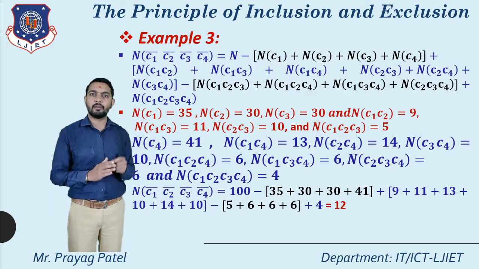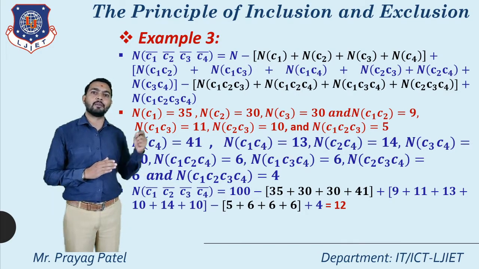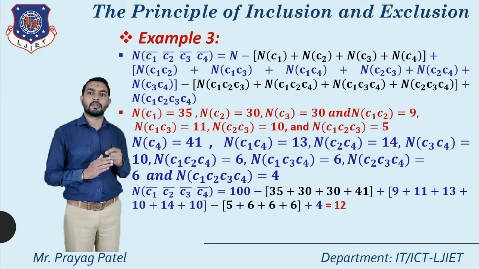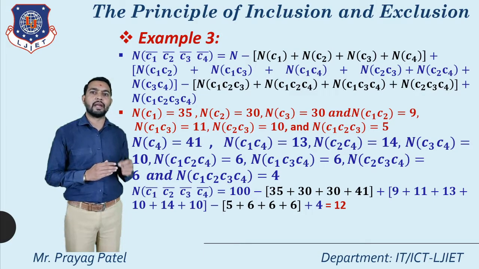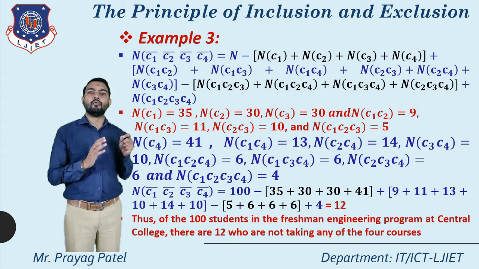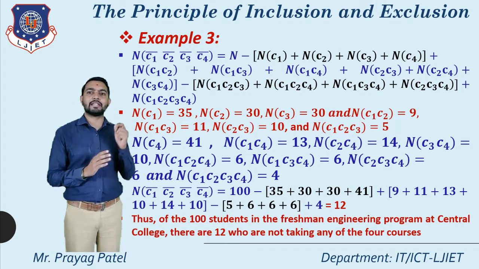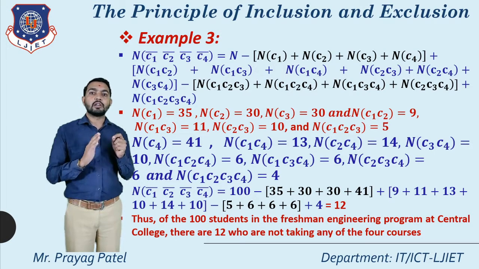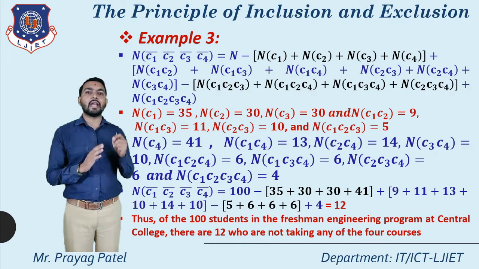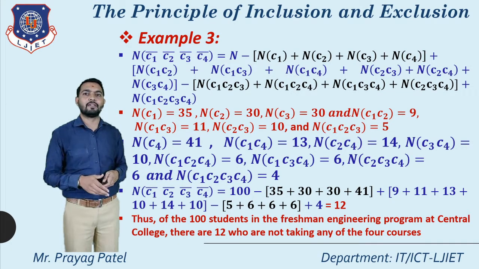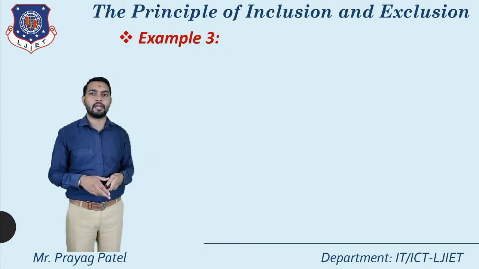So N equals 100 minus 35 plus 30 plus 30 plus 41, plus 9 plus 11 plus 13 plus 10 plus 40 plus 10, minus 5 plus 6 plus 6 plus 6, plus 4. So the final result is equal to 12. Now the value of the final answer N(C1' C2' C3' C4') is equal to 12. That means 12 students are not taking any of the 4 courses. So this is the answer of N(C1' C2' C3' C4').